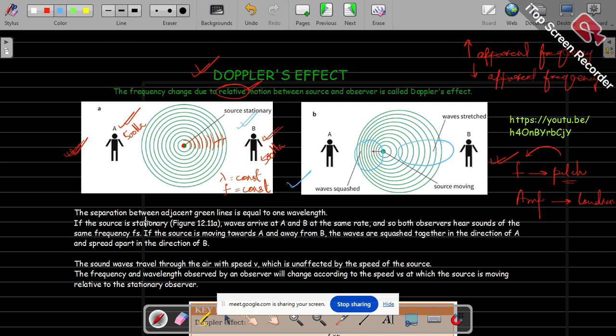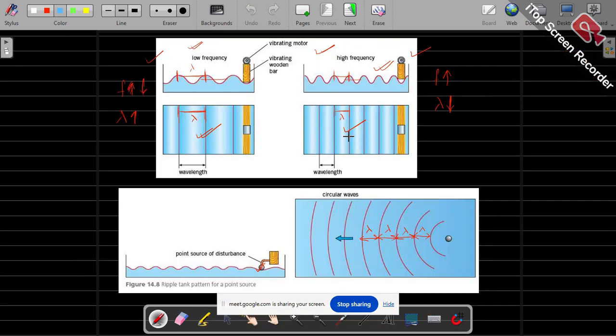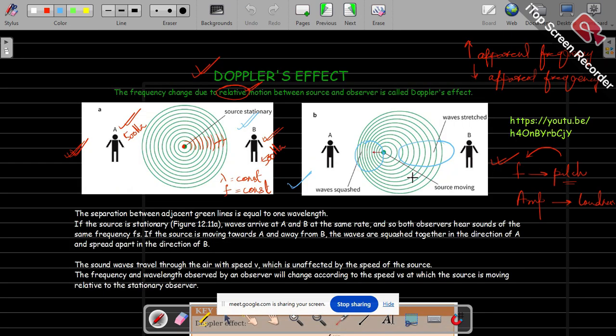अभी we agreed that the separation between the adjacent lines is wavelength, जो इस पिछली स्लाइड में भी हम देख कर गए, the separation between these adjacent lines is wavelength. अब यहाँ पर consider करें, see for the source which was moving towards A, the separation started to decrease. That is, the wavelength started to decrease. And when we say wavelength decreases, we mean the frequency increases.